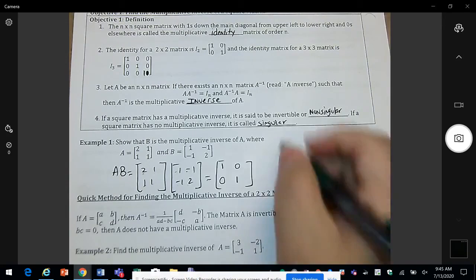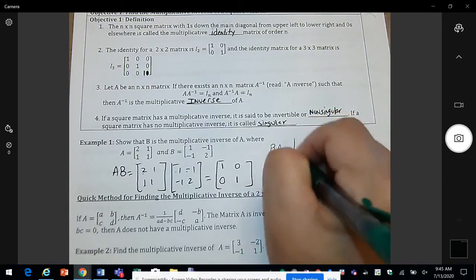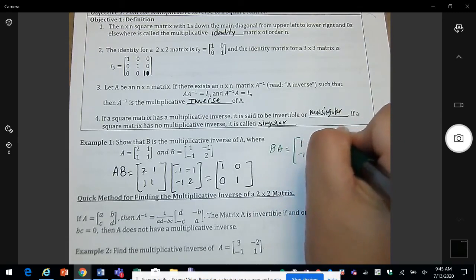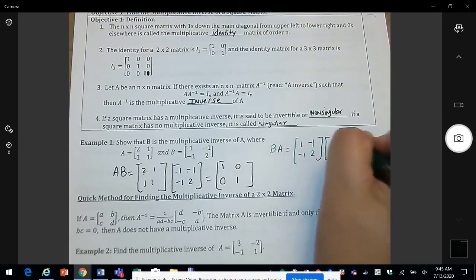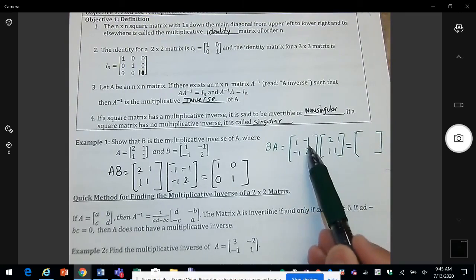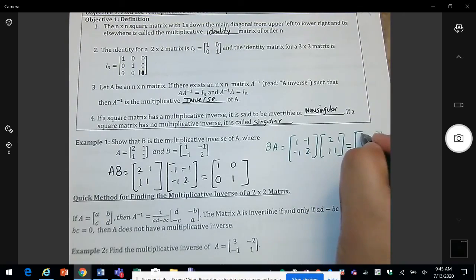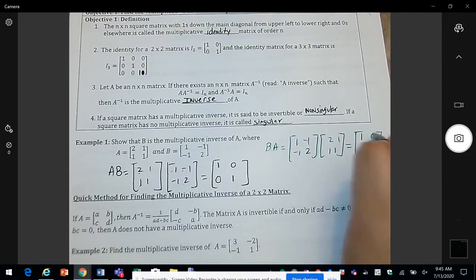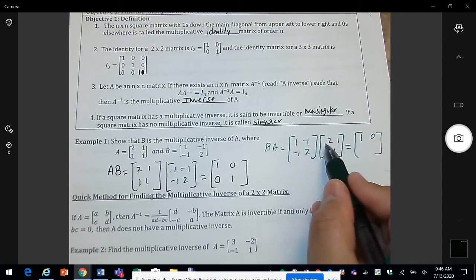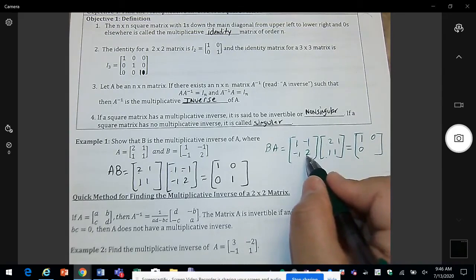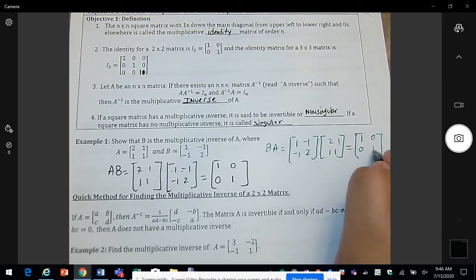However, we also have to multiply B times A. If we multiply B times A, we get 1 times 2 is 2, negative 1 times negative 1 is negative 1, so that gives me a 1. 1 times 1 is 1, negative 1 times 1 is negative 1, that gives me a 0. Negative 1 times 2 is negative 2, and 2 times 1 is 2, so we add those, we get 0. Negative 1 times 1 is negative 1, plus 2 times 1 is 2, so that gives me a 1.